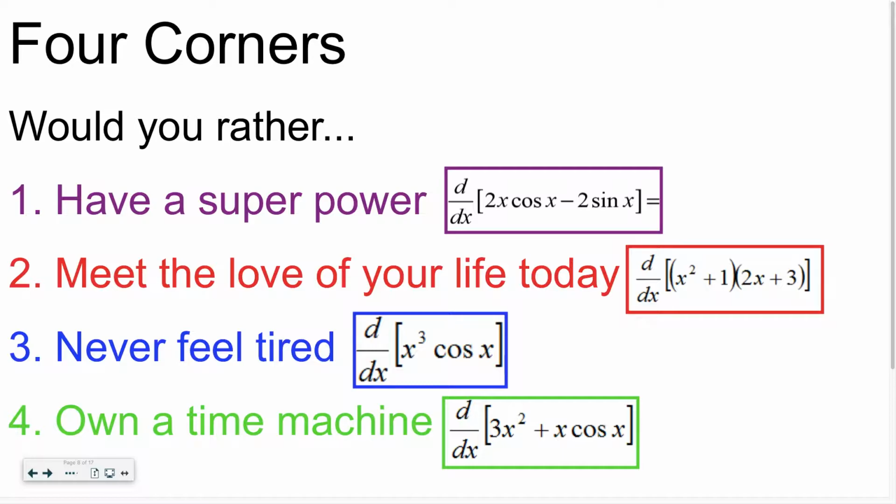What did you get? 2x times 2x plus 3 x squared plus 1.